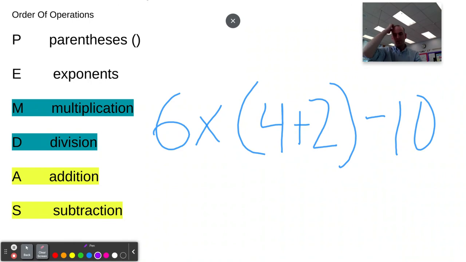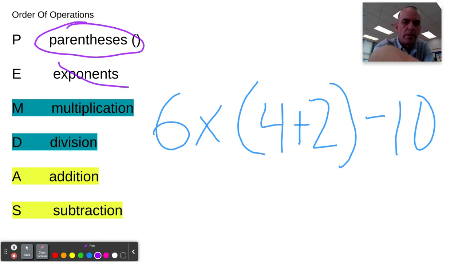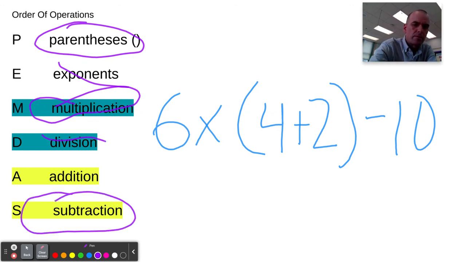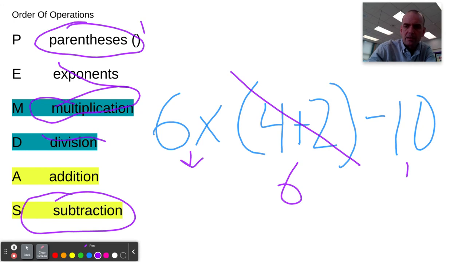All right, last problem. 6 times (4 plus 2) minus 10. So we have parentheses, no exponents, there is multiplication, no division, the addition's in the parentheses, and we have subtraction. So first is parentheses, which is 4 plus 2, that equals 6. So we can get rid of that and then bring everything else down. So we get 6 times 6 minus 10.